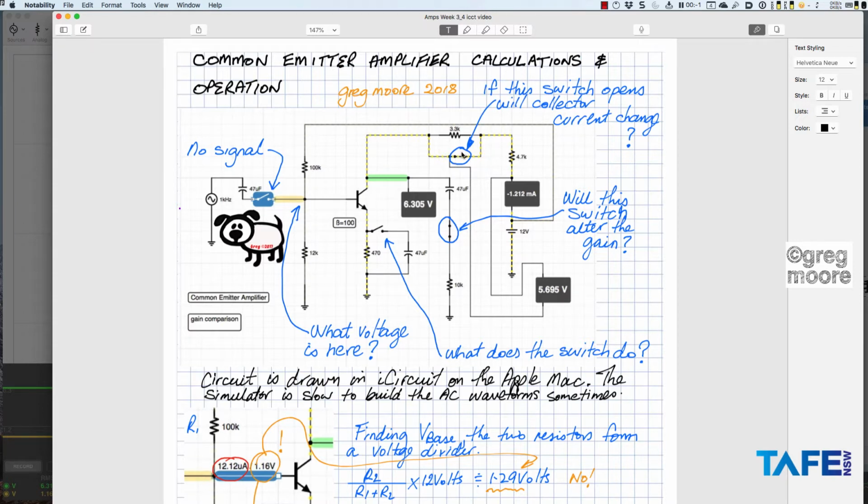The other switch up here I've already spoken about. This switch here, I haven't spoken about. This switch switches in the load resistance, which is 10k. It's coupled via a capacitor, so therefore capacitively coupled, 47 microfarad. At the moment, we do have that 10k load resistor in the circuit.